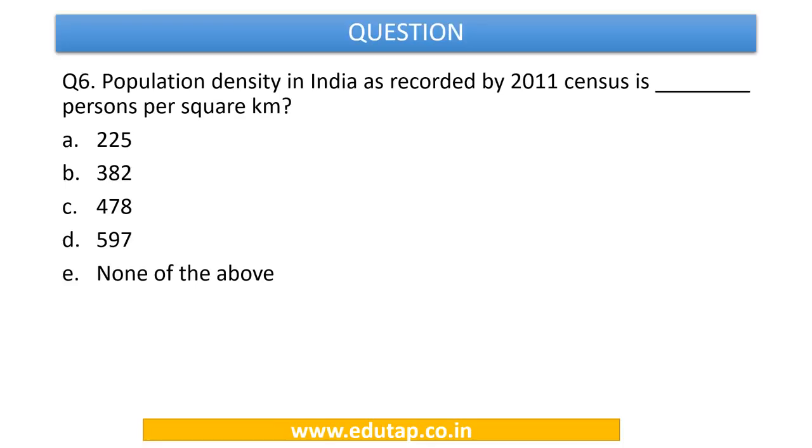Population density in India as recorded by the 2011 census is dash persons per square kilometer. Options are 225, 382, 478, 597, or none of the above. So this question is asking about the population density in the 2011 census. This is a very straightforward, factual question, and it is very easy to remember. You must remember this particular information.